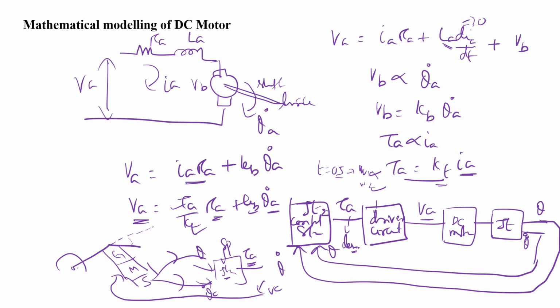Again, it gives the torque. The torque is given to the driver circuit, which produces the armature voltage. That voltage is given to the motor. Then again, this joint will move this way. So every time, until you reach the required position, it keeps on calculating. For that we need a mathematical model.